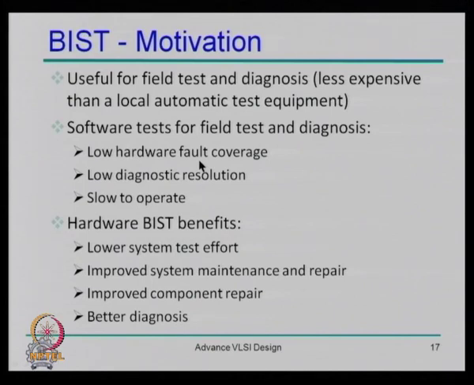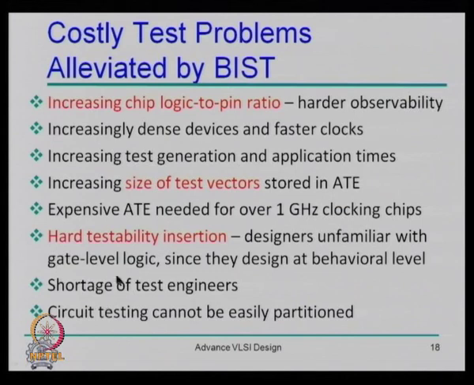That may be something like 20-30% after application of a large number of test vectors, like when you boot the operating system or you run some application on that. Diagnostic resolution is also very low, and it is a very slow process. So, if you use hardware built-in self test, you may have lower system test effort. You can use the same built-in self test after manufacturing and then in the field. It can improve system maintenance and repair, it can improve component repair, and it gives you better diagnosability.